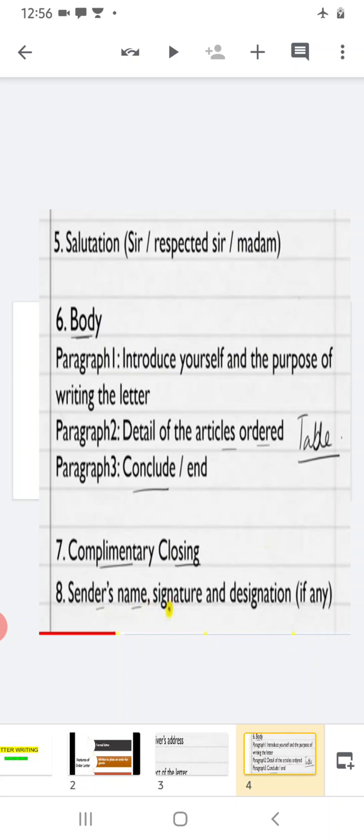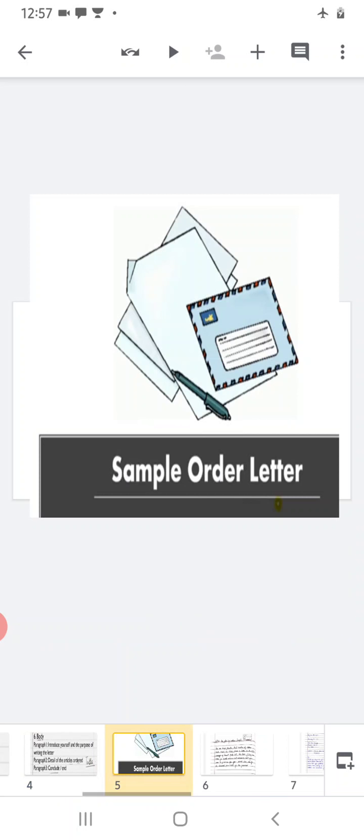So here you can use the words "Yours sincerely." Then the sender's name, and above the sender's name you will put your signature, and below the sender's name you will write down the designation, the capacity in which you wrote the letter, the position that you hold because of which you are writing that particular letter.